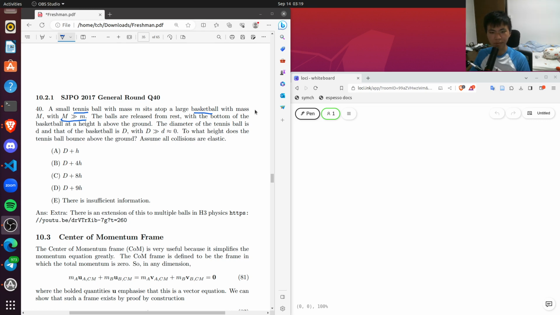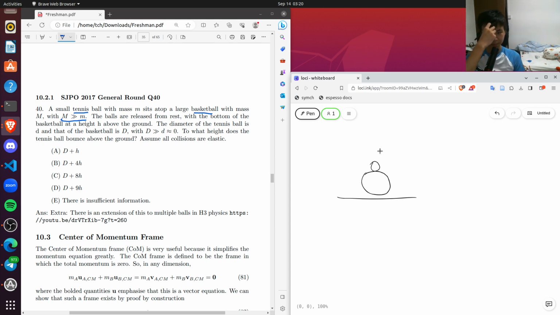Okay, so in this question, we're given that a tennis ball sits on top of a basketball such that the masses differ by a lot, right? So the mass of the basketball is much larger than the mass of the tennis ball. And the balls are released from rest such that when the balls hit the ground, they're stacked up like that. Basically the basketball is going to transfer a lot of momentum to the tennis ball, and we're asked to find how high the tennis ball bounces after hitting the ground.